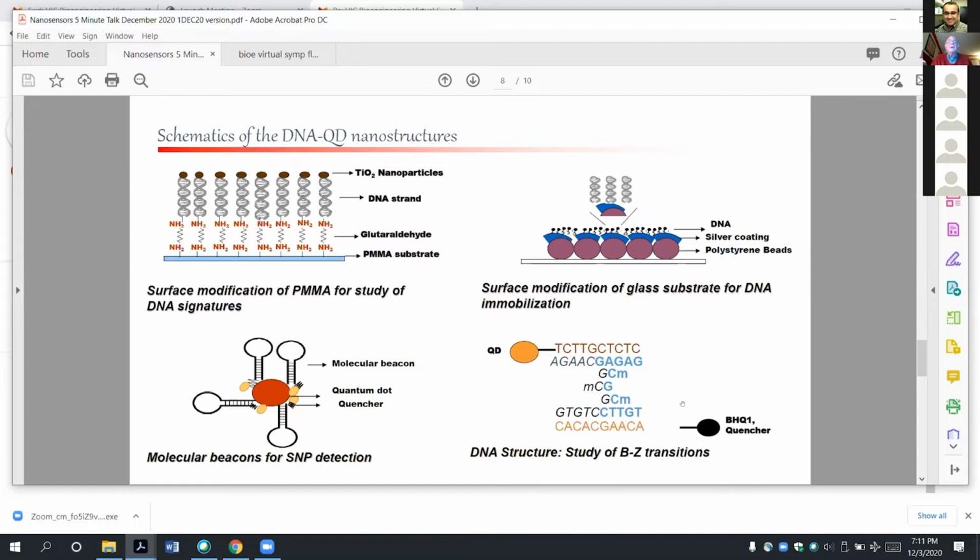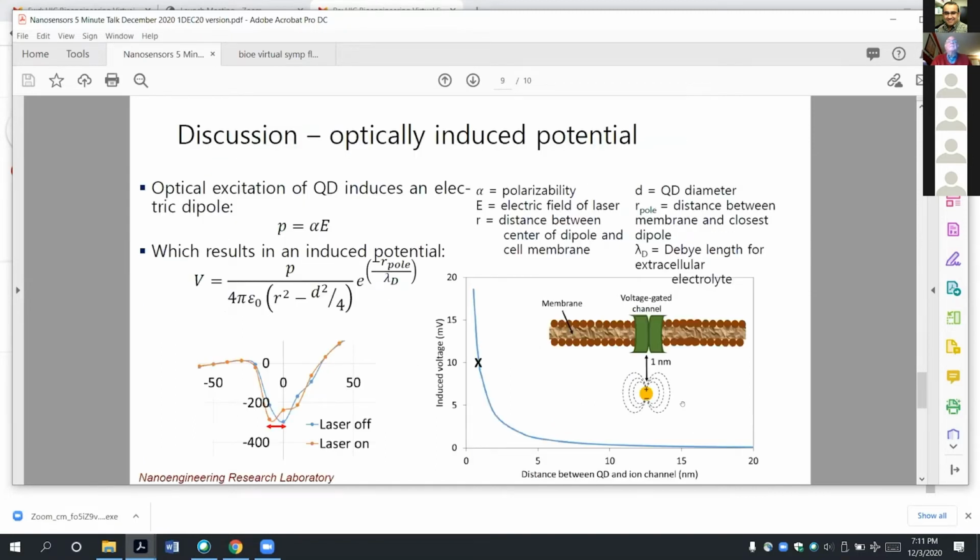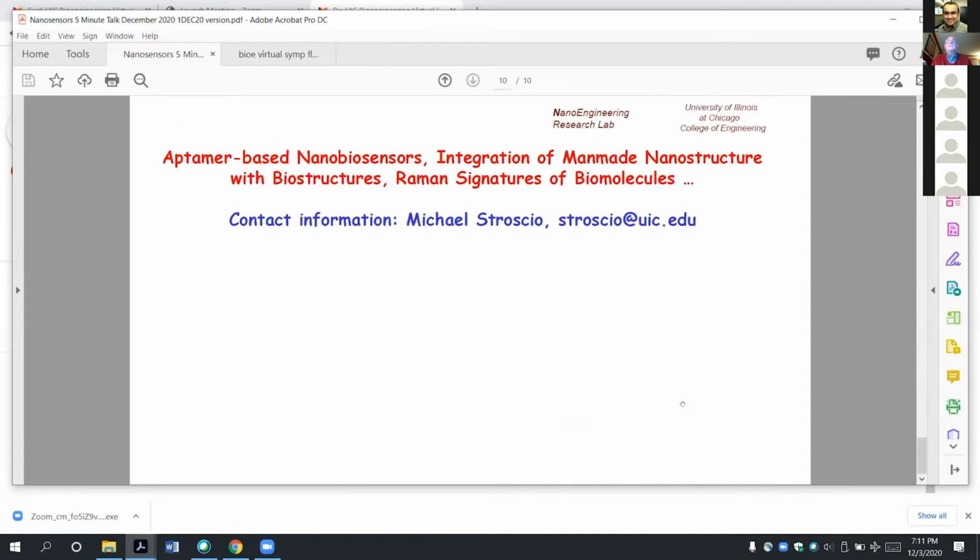In the laboratory, we have Raman capability, photoluminescence, a scanning tunneling microscope, atomic force microscope, an inverted Nikon, and a metallurgical Nikon, and other items such as gel electrophoresis. This shows more on the quantum dots near ion channels. If you're interested, please contact me. Thank you very much.